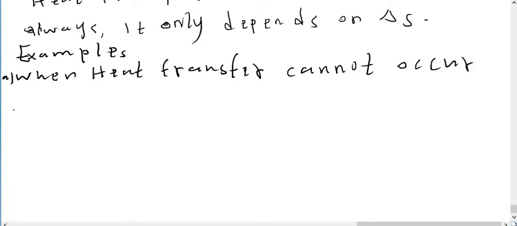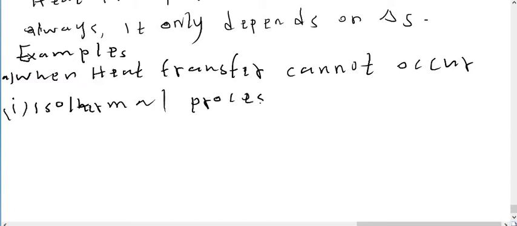When heat transfer cannot occur, number 1, we have an isothermal process. So in an isothermal process, heat does not occur. So let's analyze. Let's show that what we have given is true. So analysis.